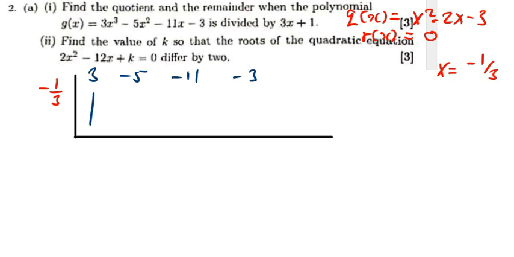So you bring this one down. Then we say 3 times that one. So it's negative 1 over 3 times 3. This will cancel. It's negative 1. Negative 5 plus negative 1 is negative 6.